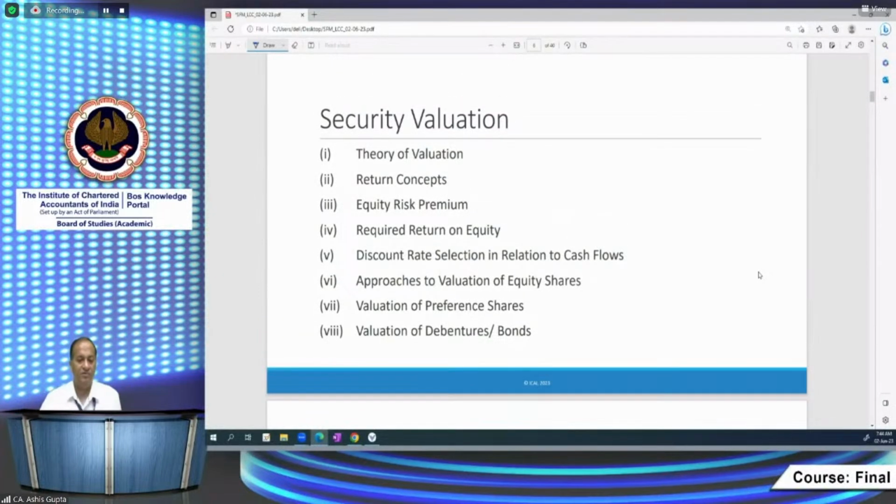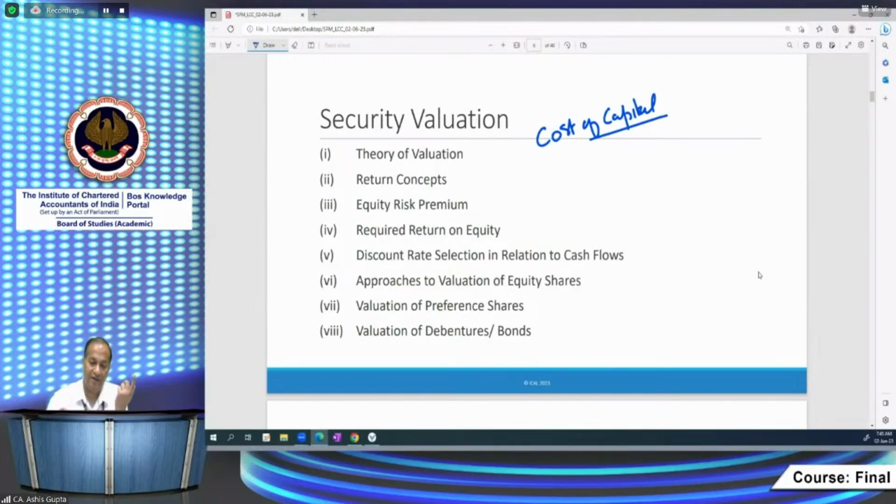Now, the next thing comes security valuation. Student, once we have carried out the security analysis, the next thing is security valuation, because it determines how much price we have to pay, a justified price, for any particular security. In this context, I was taking the query in the beginning. Basically, this topic is related to your cost of capital at the intermediate level.